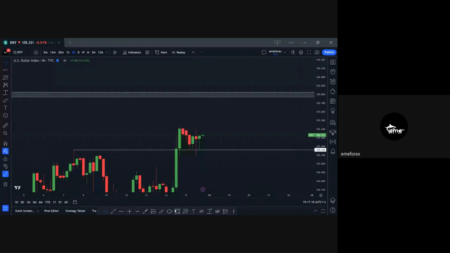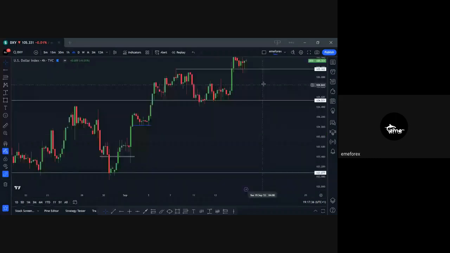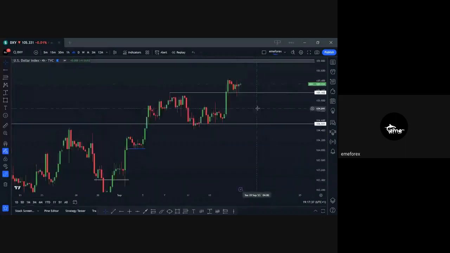That's just the basic directional move I'm looking at. This has been the price action for September so far. We've been going up so far. So now this brings me to Euro USD.